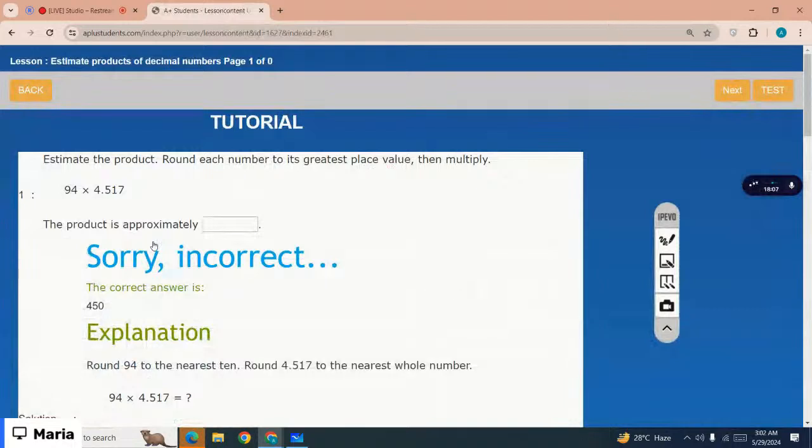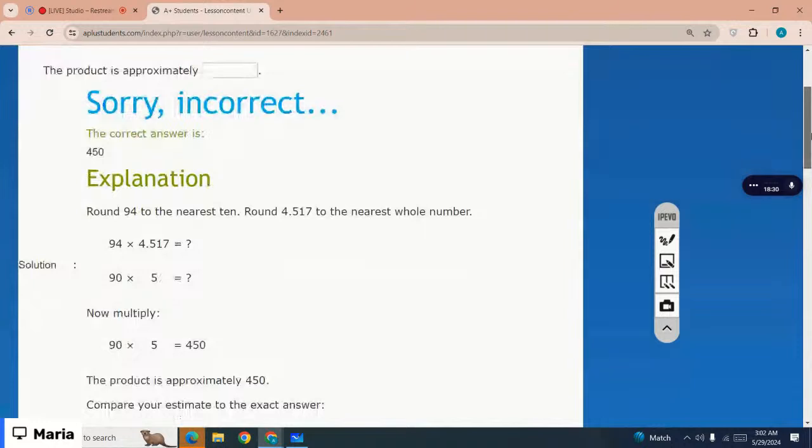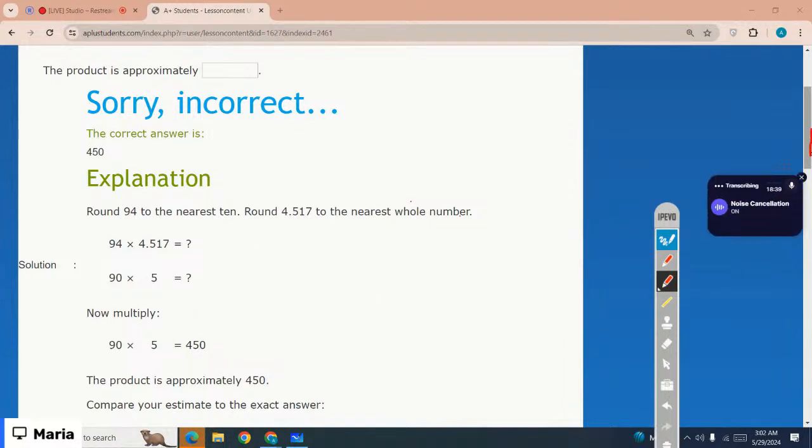Estimate the product, round each number to its greatest place value and then multiply. So you have to round off each number to the greatest place value. Here the greatest place value is 9. 9 is at the 10s position. So you need to round off 94 to the nearest 10, and then you have to round off the other number 4.57 to the nearest whole number. So 94 is rounded off to 90.